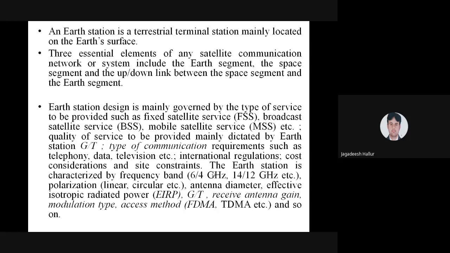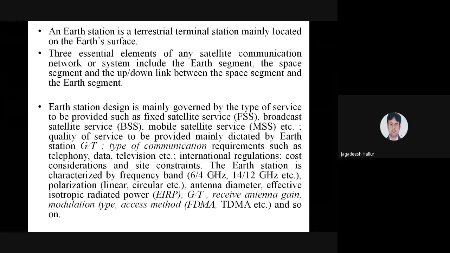And international regulations. What is actually going on other than our country? That is international regulations. Cost consideration is also one of the important factors while designing the satellite and while choosing the particular Earth station. The Earth station cost and budget is very high. And site constraints. They are using some number of sites at different locations. That is also one of the considerations under Earth station.